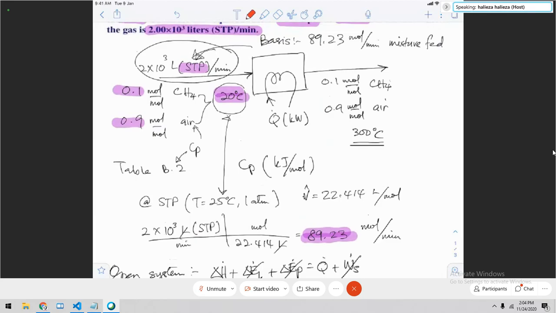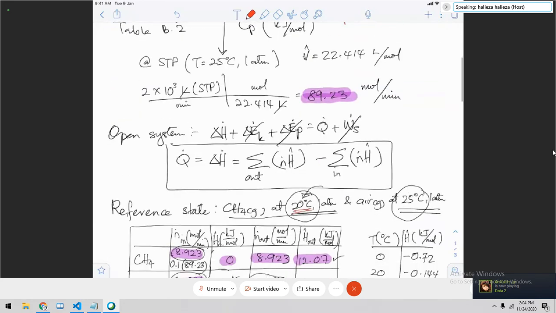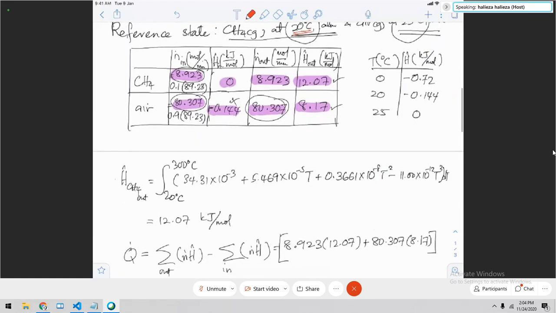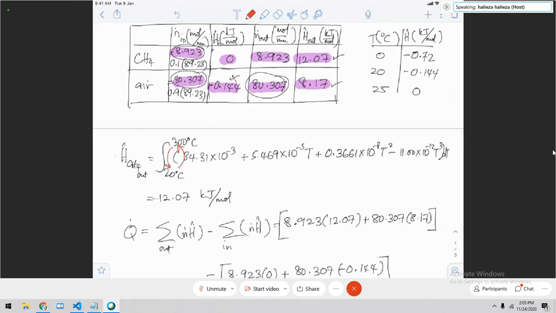What if we use the reference state to be 300 instead of 200? We're not going to use 200 as the reference state. Instead, we use the 300, the outlet temperature, not the inlet temperature, to be the reference state. So if you do this, definitely when you do the integration, it will be reversed, isn't it? It will be 300 at the bottom and 200 at the top. So you will get a negative sign here.